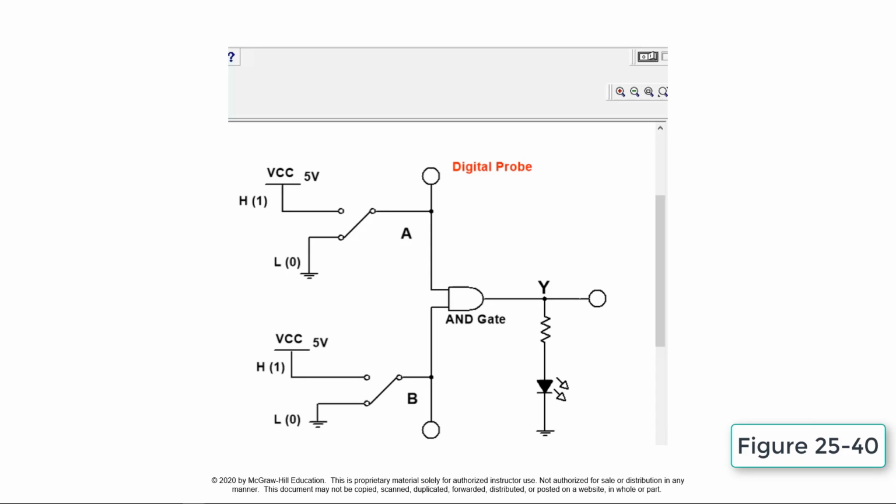This circuit simulates the operation of a two-input AND gate. The output LED will be on only when both A and B are at the high level or 1 level. The basic rules that apply to an AND gate are: if all inputs are 1, the output will be a 1. If any input is 0, the output will be 0. The simulation is operated to confirm this function.